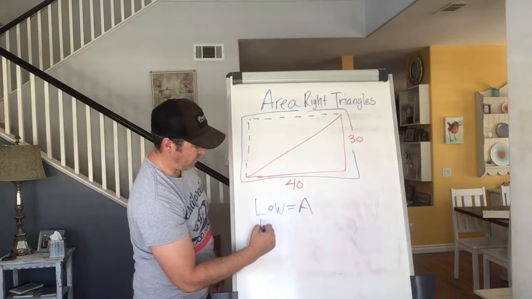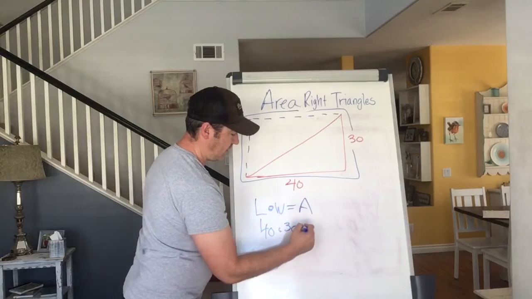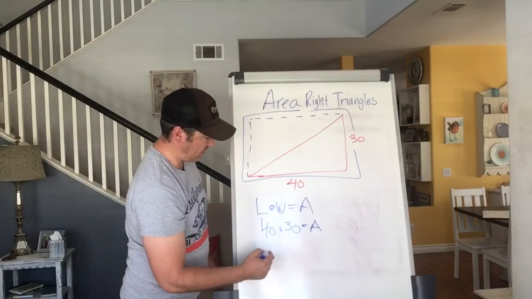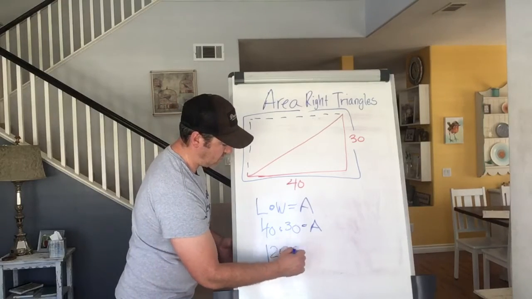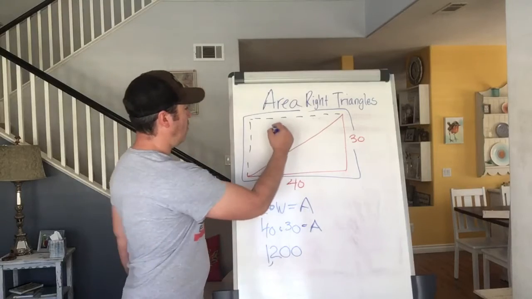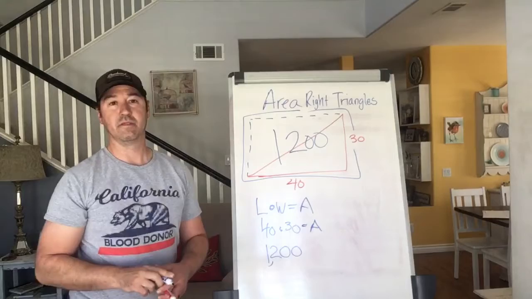So in this case, we've got 40 times 30 equals A. When we do our math, 40 times 30 equals, we got 12 and 2 zeros, so we're going to have 1,200. So our whole big area here would be 1,200.